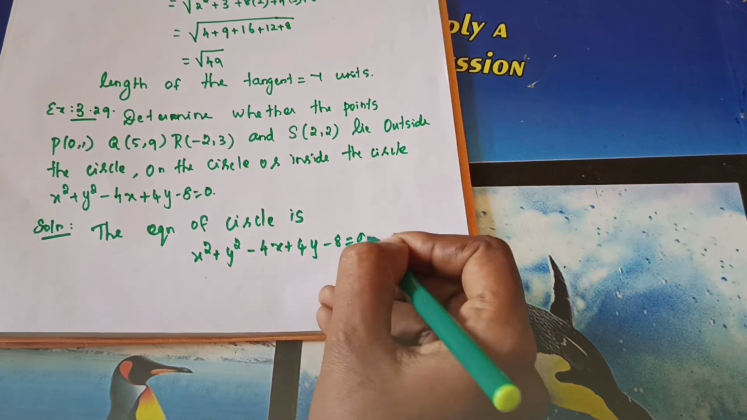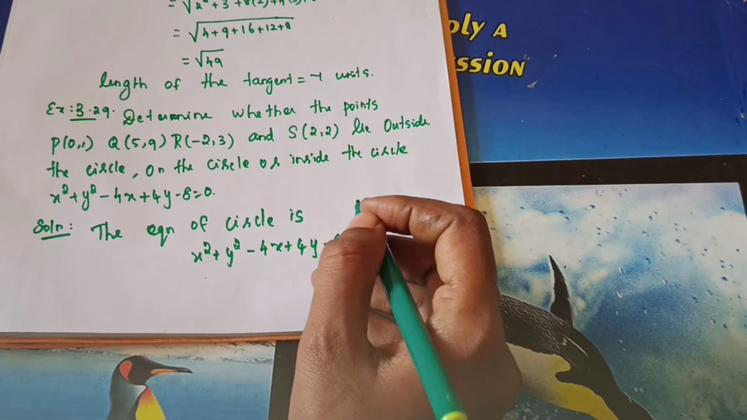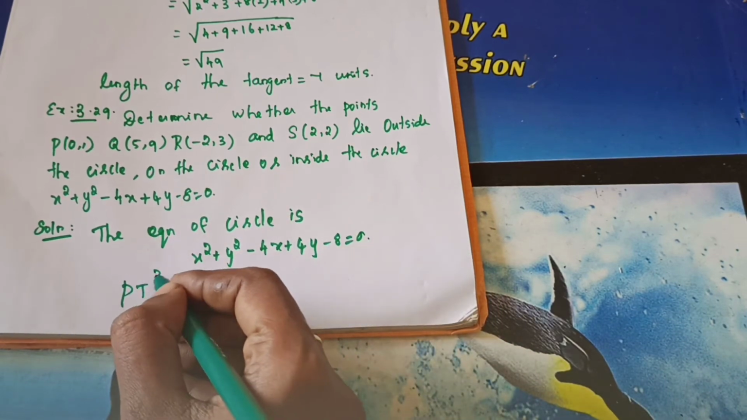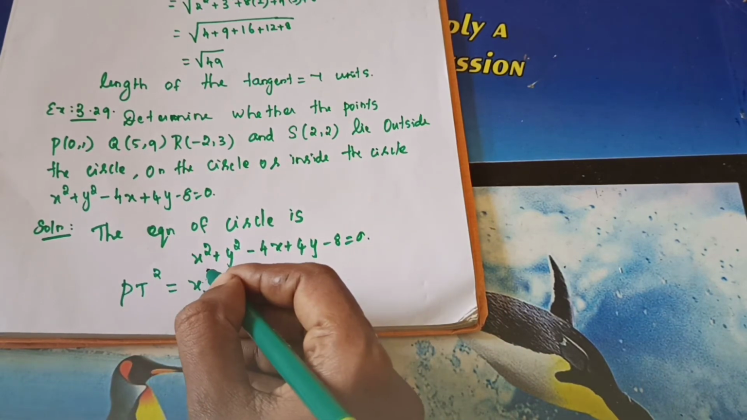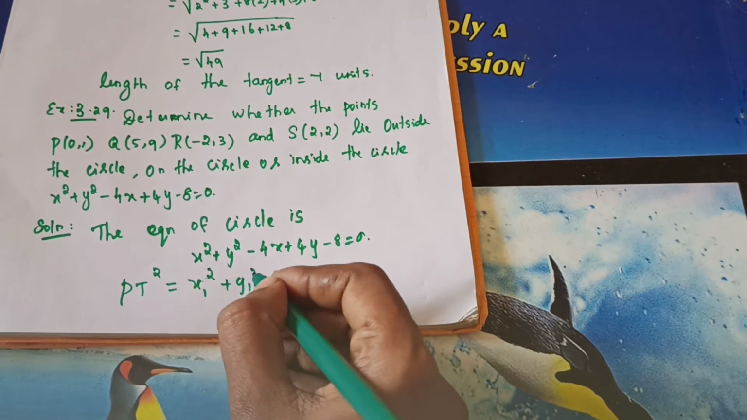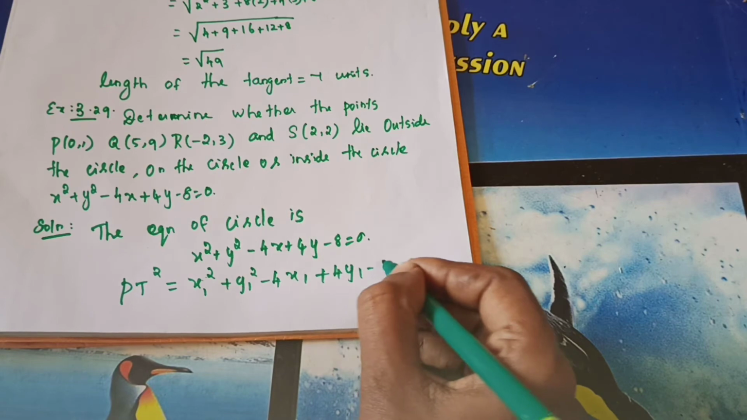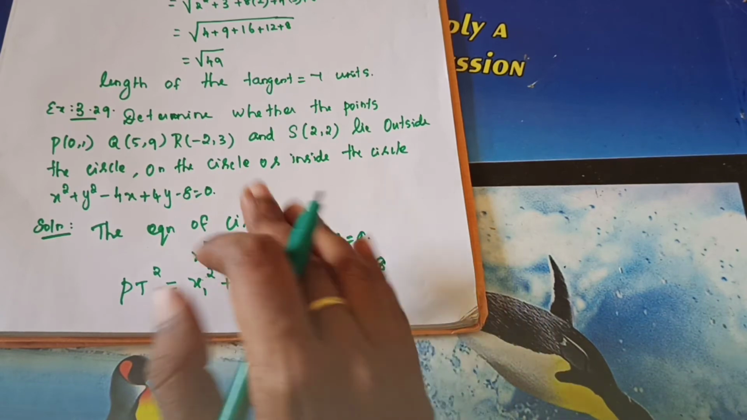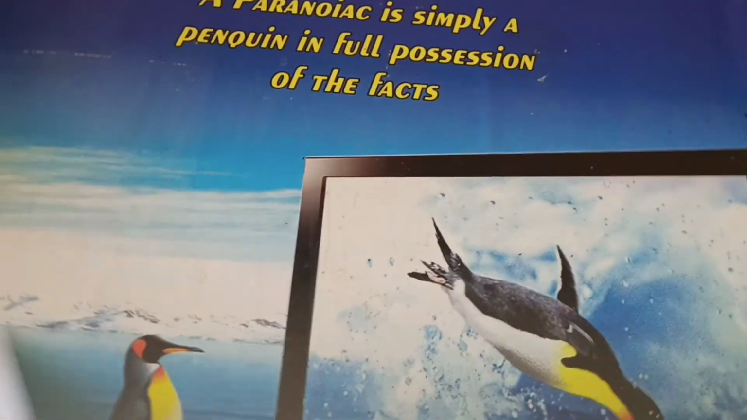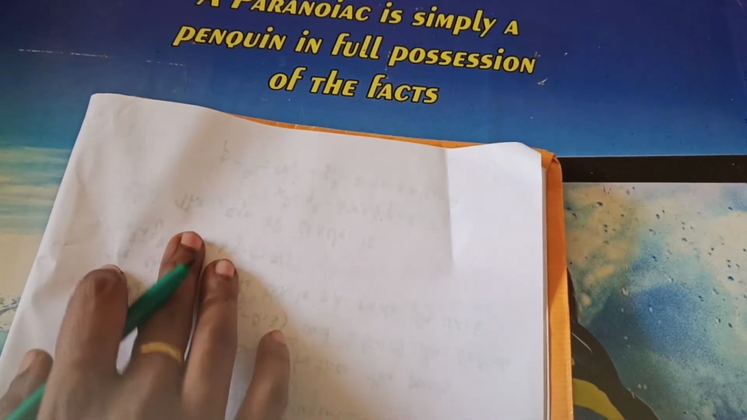So it is equal to 0. Okay. So first we are going to write PT square. So PT square means what's the equation? x1 square plus y1 square minus 4x1 plus 4y1 minus 8. Okay. So one by one point you need to find out. I think you can do. Okay, I'll start. Shall I start and give?